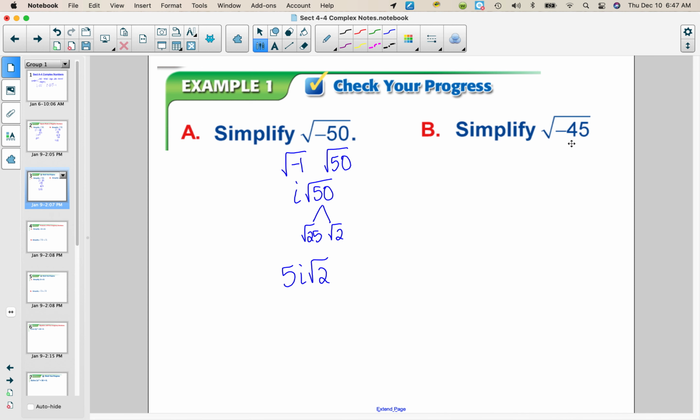And this one, we are going to think of this as the square root of -1 times the square root of 45. So we know it's going to be i root 45. Largest perfect square that goes into 45 is 9. So I get 3 root 5, so my answer is going to be 3i root 5.